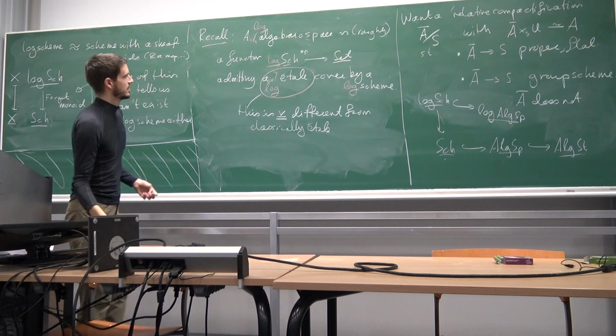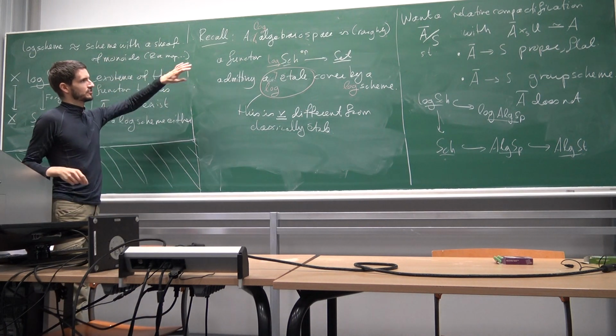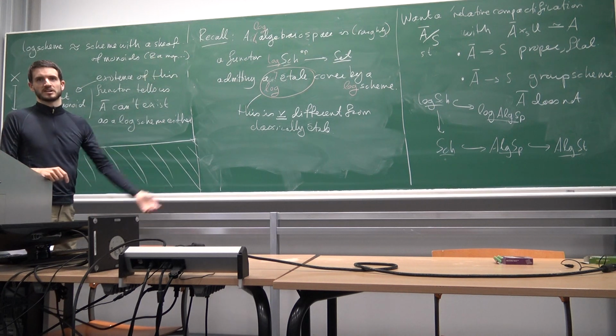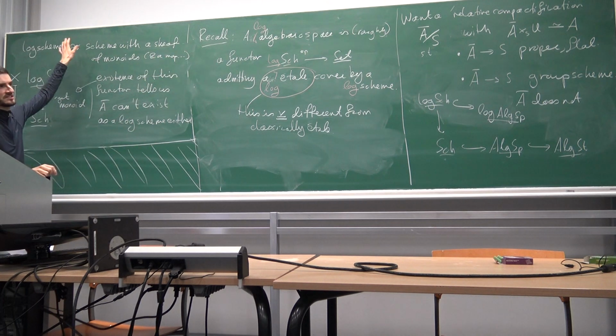And so, in particular, there's no reason, and it is not true, that if I have a log algebraic space, it has an underlying algebraic space. Any log scheme has an underlying scheme. This is fine, there's this forgetful functor. But there is no forgetful functor from log algebraic spaces to algebraic spaces. They genuinely make the world bigger.